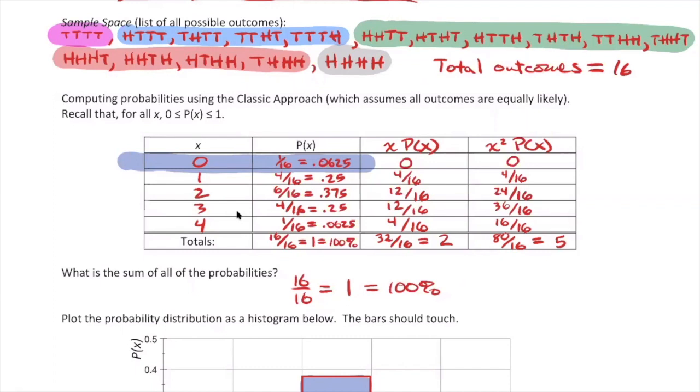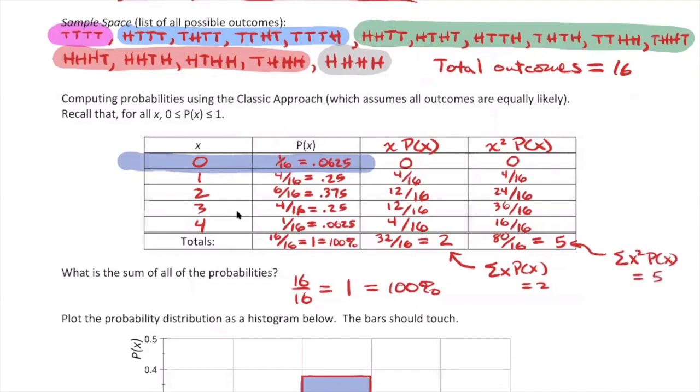Okay, so let's just denote here, the first one, the 2, was the sum of x times p of x. That was 2. And then the 5 was the sum of x squared times p of x. So again, that's 5.